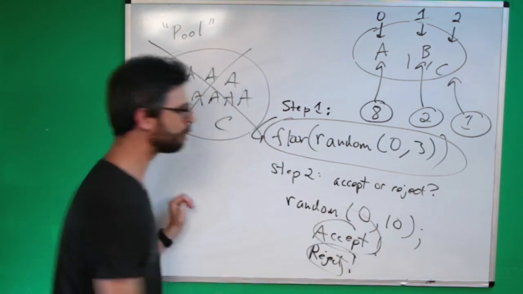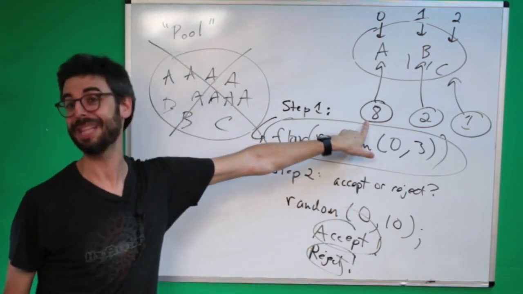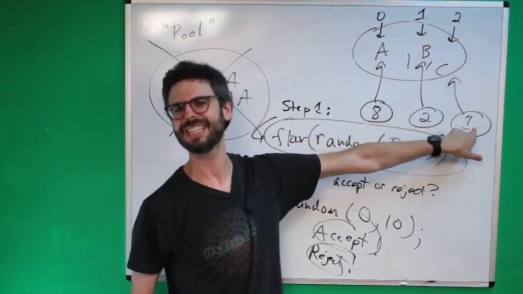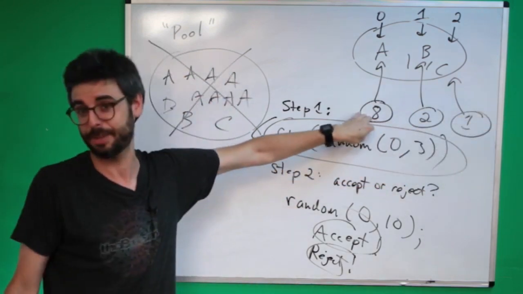Right? And you can think about how this might work. If I pick a random number between 0 and 10, that's pretty often going to be less than 8, but rarely going to be less than 1. Only 10% of the time it's going to be less than 1, but 80% of the time it's going to be less than 8.